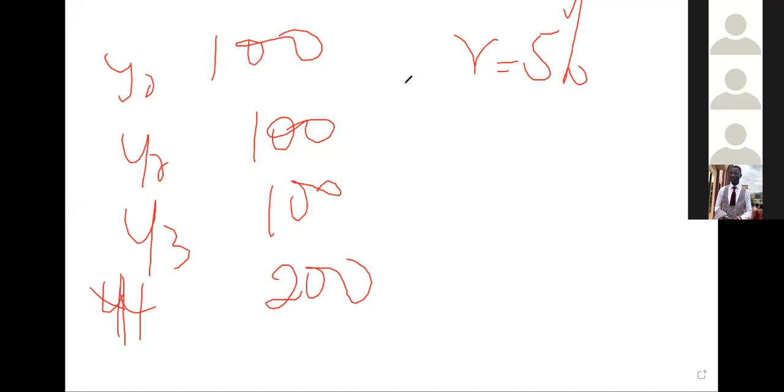You would use the annuity formula for the first 3 years. Then after that, you use the normal present value formula for the 200. Then you add. Exactly. Somebody who also wants to can use the normal formula for each one of them. You still get the same answers.